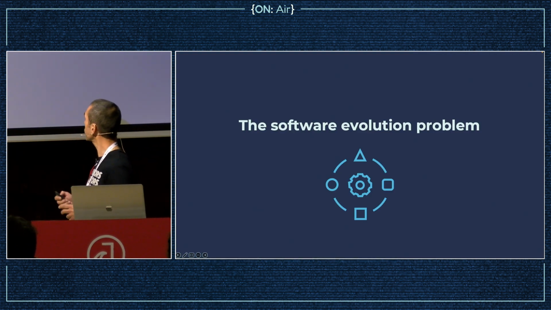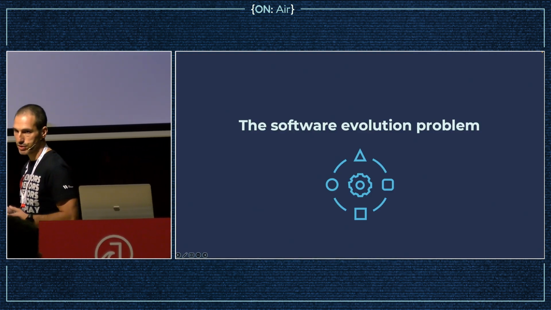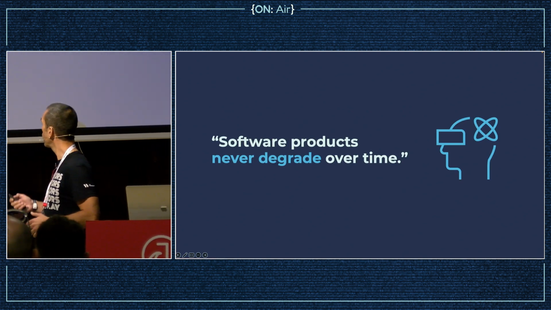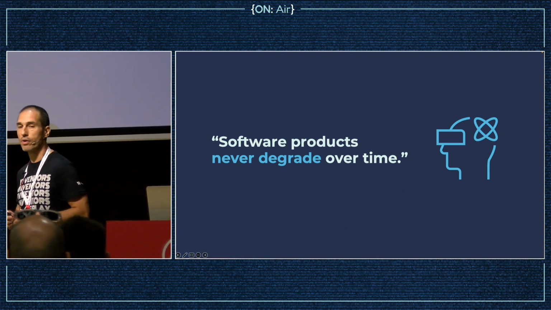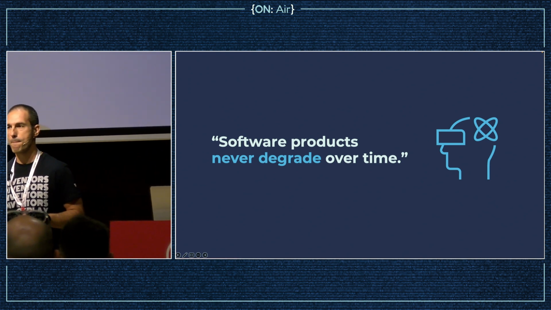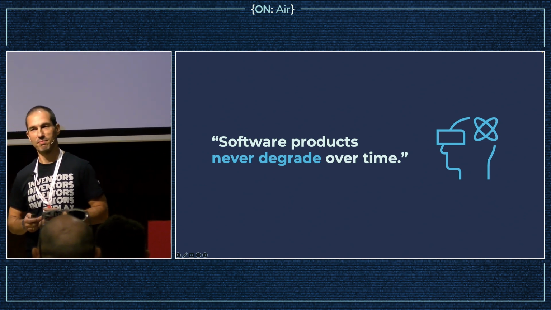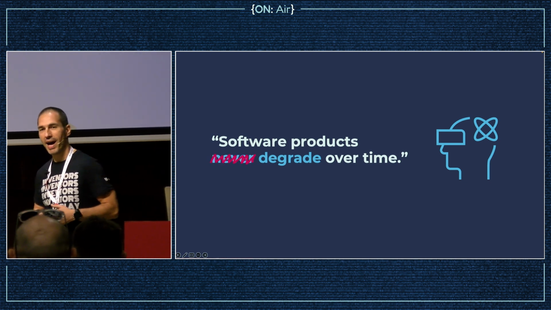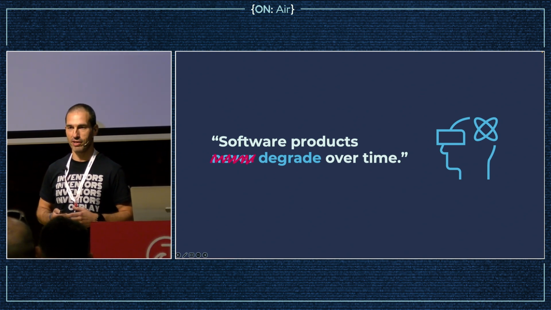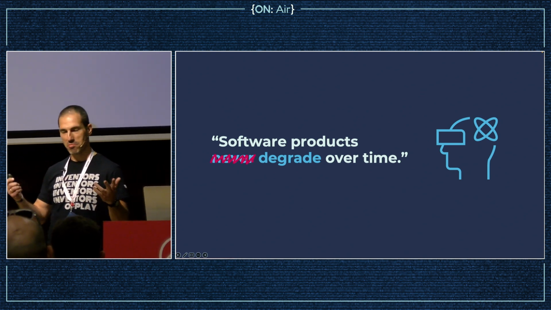So let's get into the software evolution challenge. Who of you agree with that statement? Software products never degrade over time. None? Good. I actually think the software product degrades over time. So I agree with all of you.